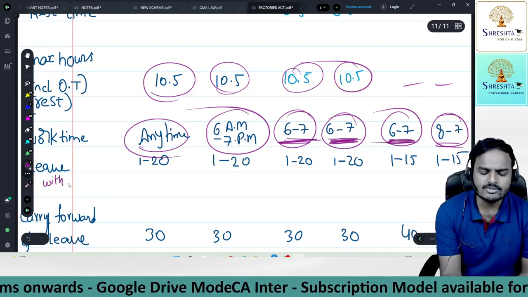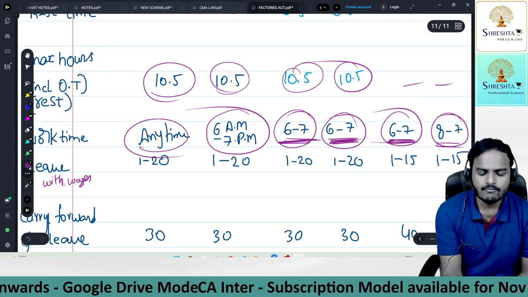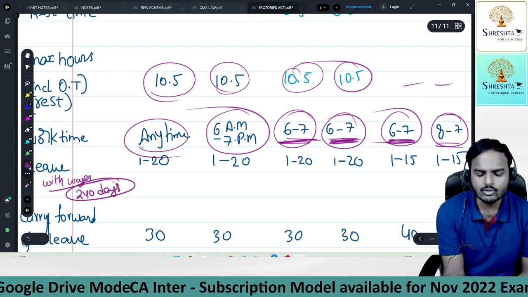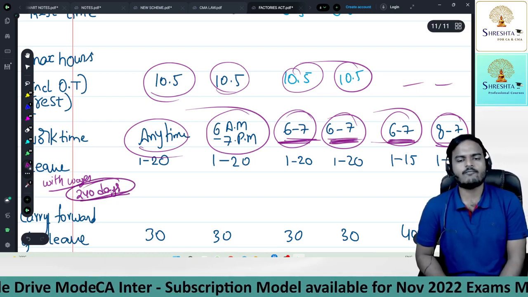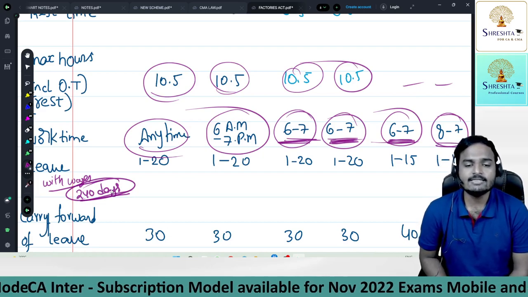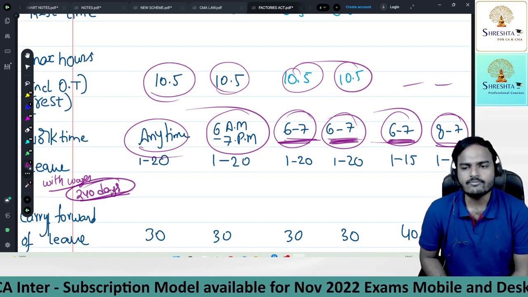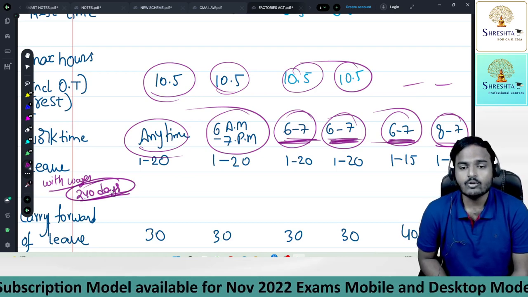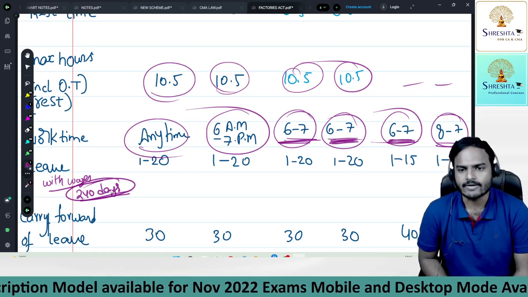Next one, leave with wages. It is a privilege. A worker who worked for 240 days or more, that is, the total number of working days in the preceding calendar year is 240 days or more, is eligible to take leave with wages. That means he can take leave, but his wages won't get affected.